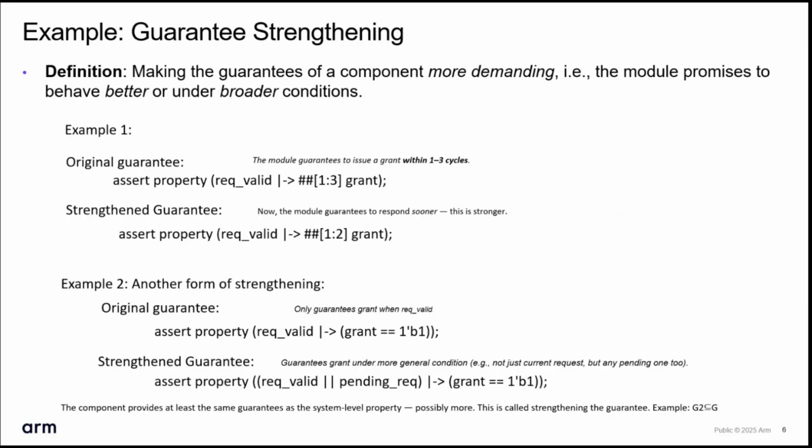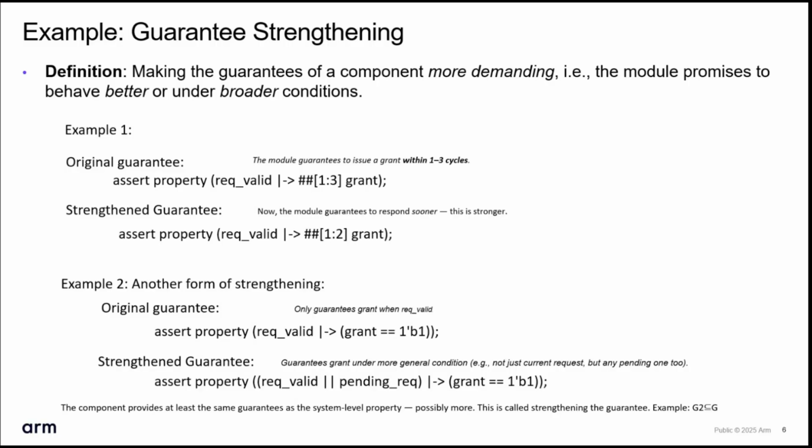As we move down from system to component, we strengthen the guarantees, and that is explained in this slide. For instance, if we have a valid request that is to be granted within, let's say, 1 to 3 clock cycles, to strengthen it, I will be restricting the clock cycles. This means that the module generates the response sooner. This is how I strengthen the guarantees as we move from system to component level.